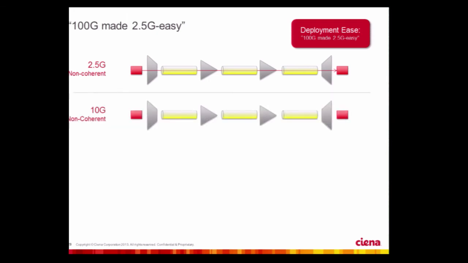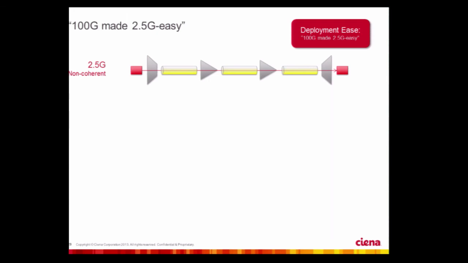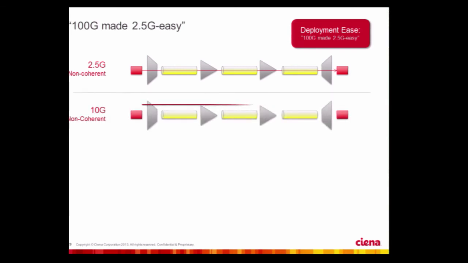And this slide shows that 100 gig made 2.5 gig easy. So years ago, when we did 2.5 gigabit per second transmission, basically dispersion was not an issue. You could go 800 kilometers without having to do any dispersion compensation. When you go to 10 gigabit per second, dispersion scales with the square of the bit rate. So at 2.5 gig, you can do 800 kilometers, but at 10 gigabit per second, you can only do 50 kilometers. That's of course not sufficient.